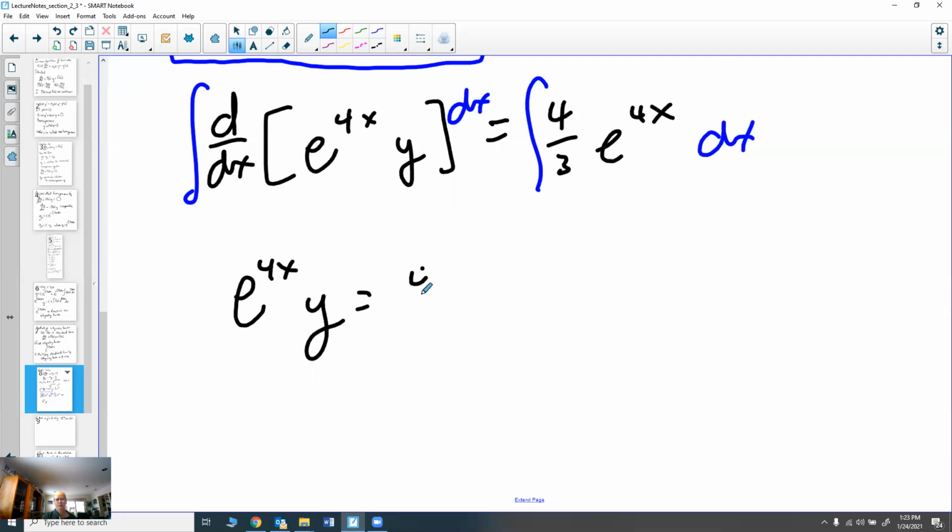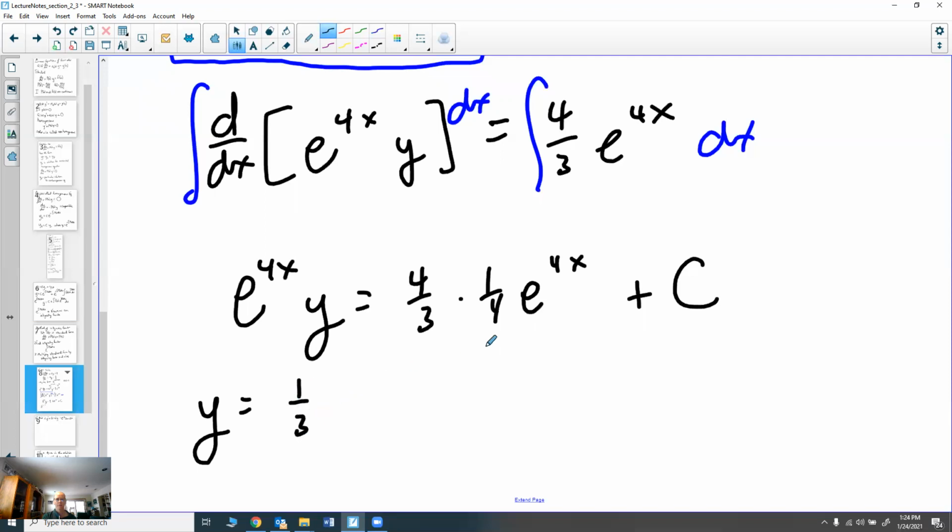So that integral happens to be 4/3 times 1/4 e to the 4x plus c. Don't forget your plus c. So now all I've got to do is get y by itself because we're done doing integrals. There are no more integrals and no more derivatives. We've got everything. We just need y by itself. Divide through by e to the 4x. That will give me 1/3, because dividing through by e to the 4x means those e to the 4x's cancel, plus c divided by e to the 4x, which is c e to the negative 4x.